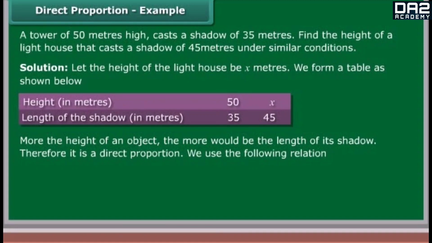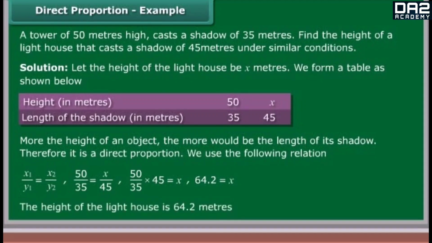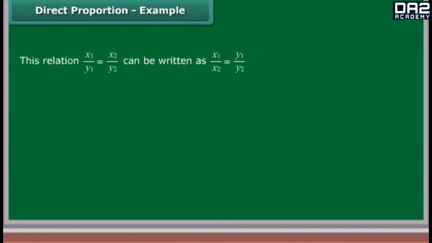We use the following relation. X1 upon Y1 is equal to X2 upon Y2. 50 upon 35 is equal to X upon 45. 50 upon 35 into 45, which equals X. 64.2 is equal to X. The height of the lighthouse is 64.2 meters.